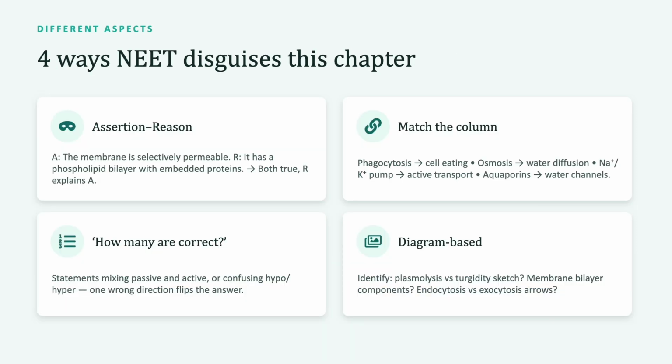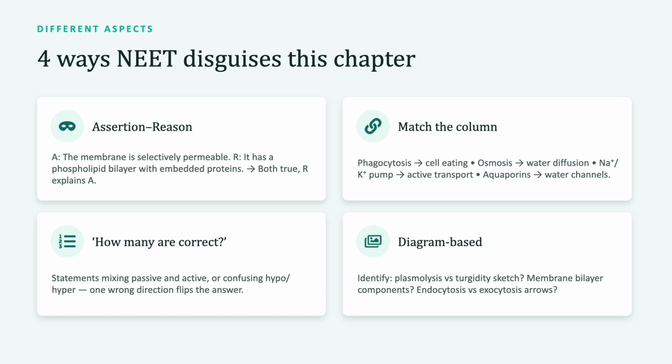NEET asked this chapter in 4 costumes. Let us unmask them. Assertion and reason. For example, assertion: the membrane is selectively permeable. Reason: it has a phospholipid bilayer with embedded proteins. Both true, and the reason correctly explains the assertion.